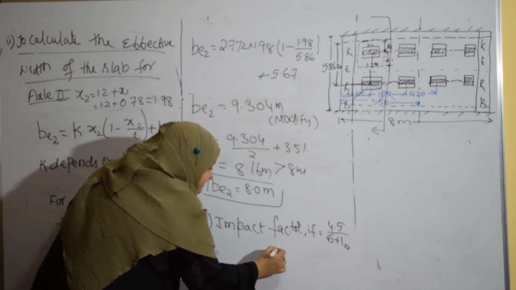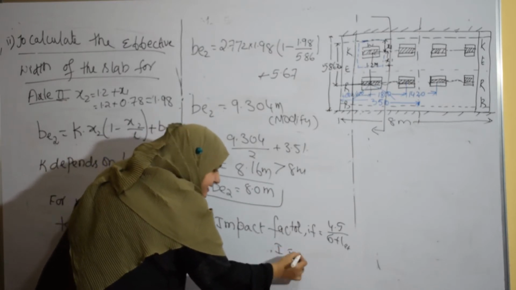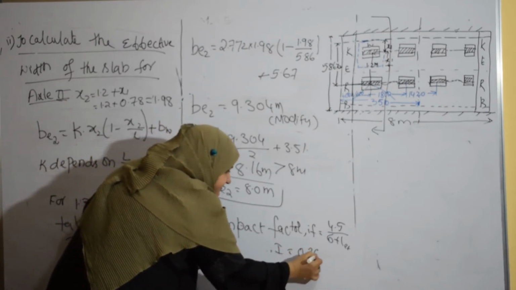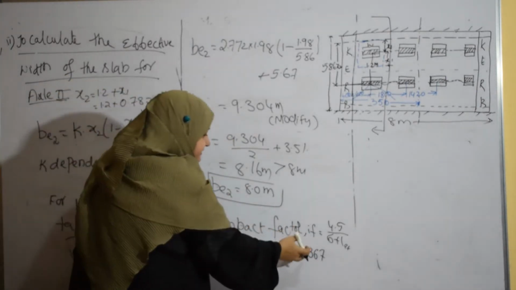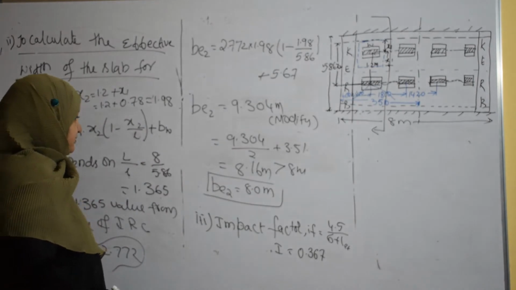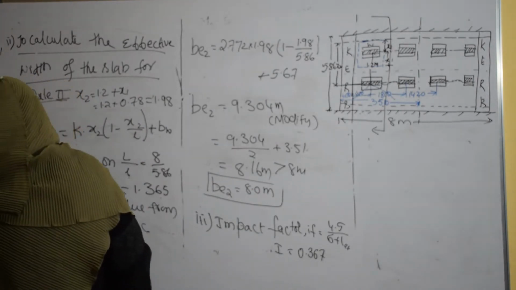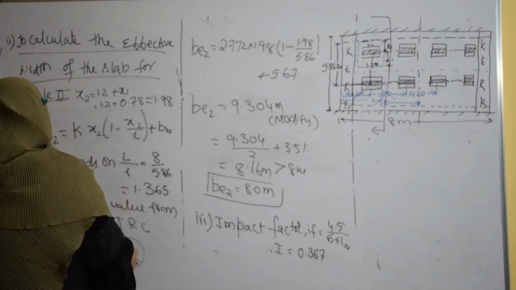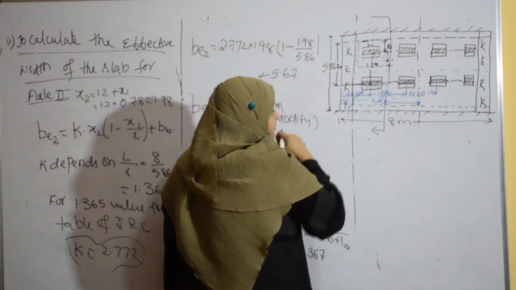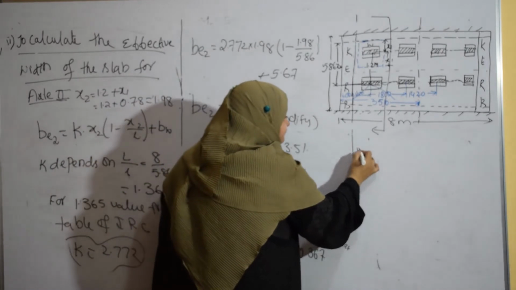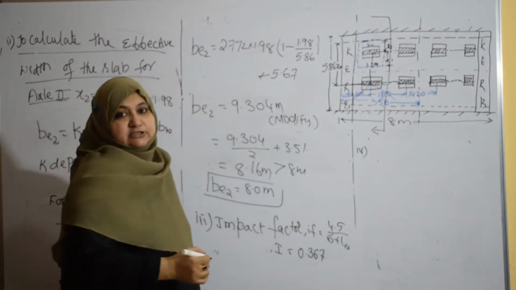I got that impact factor as 0.367. I need not repeat it, we have already done this, and I am taking the same value. Next will be the calculation of the effective values of the loads. These two axials load on the slab. So that is your fourth step in the check for shear.